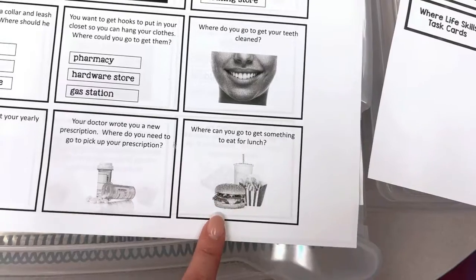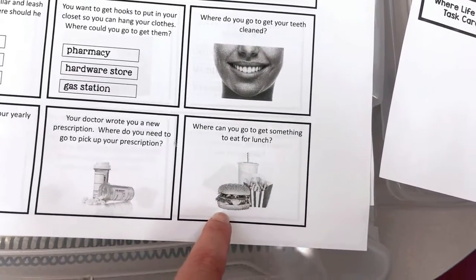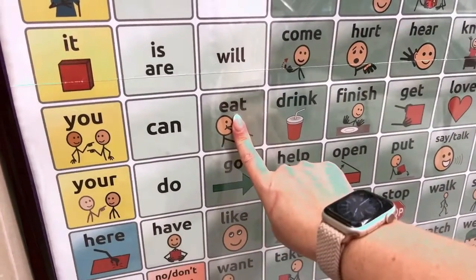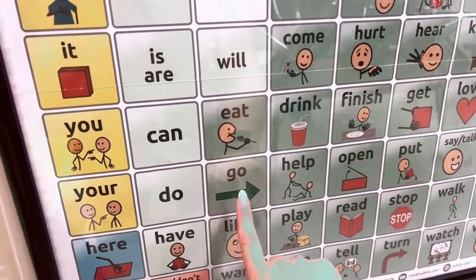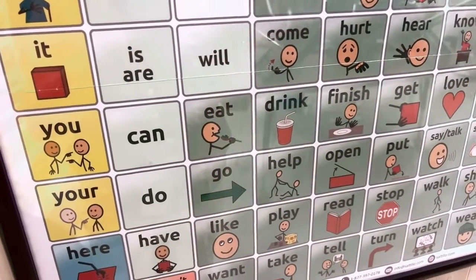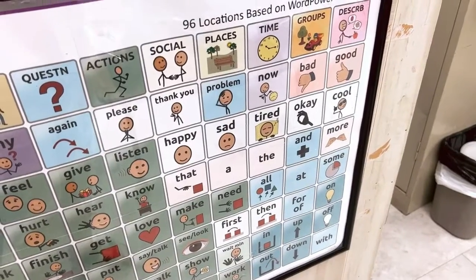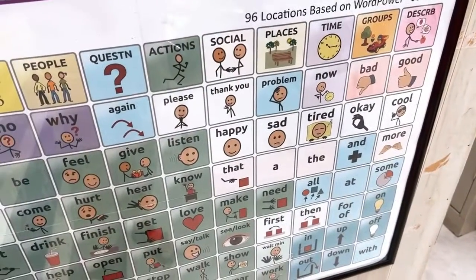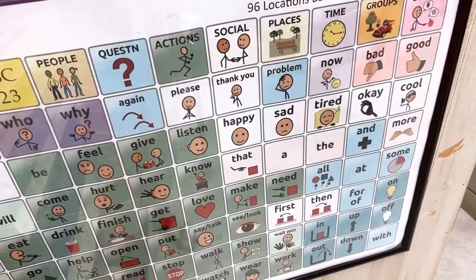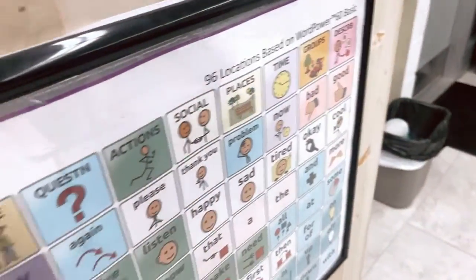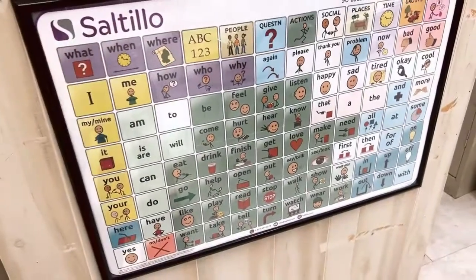So I would support this with AAC use as well. It's really simple to do. I would just say, where do you go to eat? Where do you go to get something to eat? If students needed help, I could prompt them by pointing to places, or if they needed additional help, I would pull out my AAC that mirrors their AAC, put it side by side, and then hit places, and then be able to choose from there.